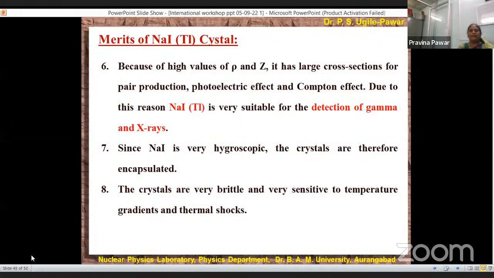Another merit of NaI(Tl) crystal is that, because of high values of rho and Z, it has a large cross section. Okay, what is cross section? It is sigma total, that is total interaction cross section. It is obtained by calculating the value of mu, that is the linear attenuation coefficient, and the mass attenuation coefficient. And how are they obtained? By the primary equation: del I, the change in intensity, is directly proportional to incident intensity and change in thickness. Now, in order to remove the proportionality sign, take a constant, and that constant is mu.